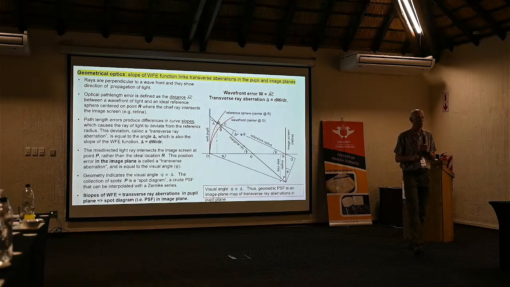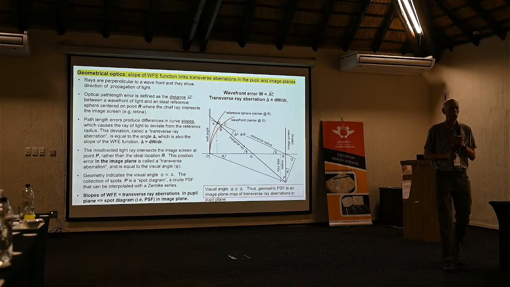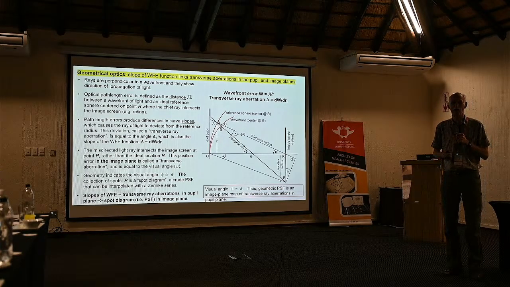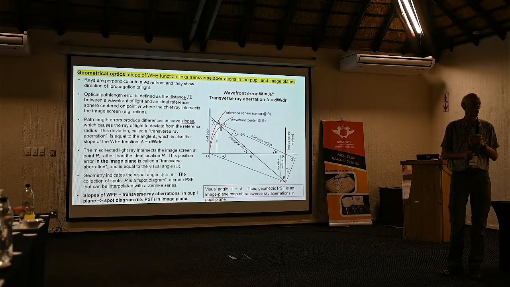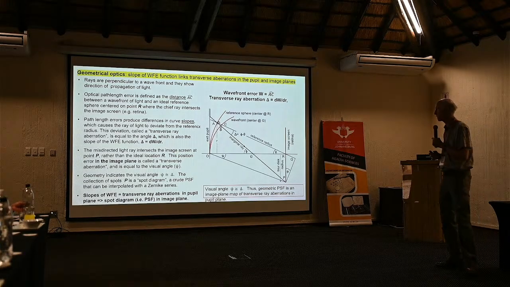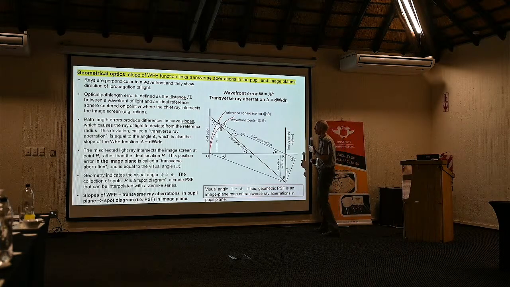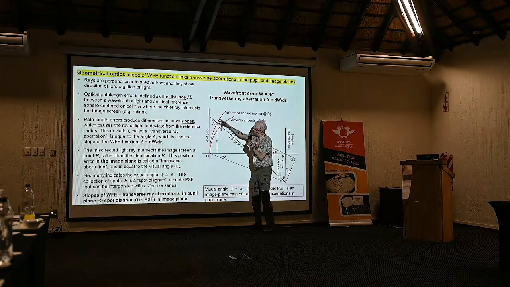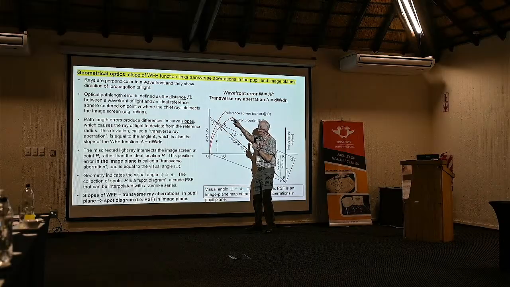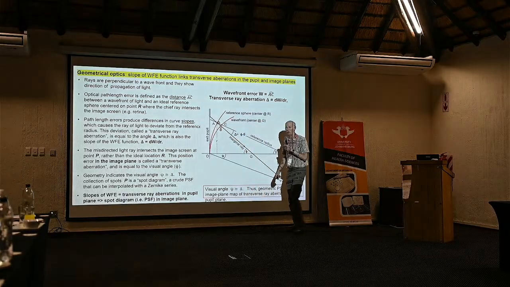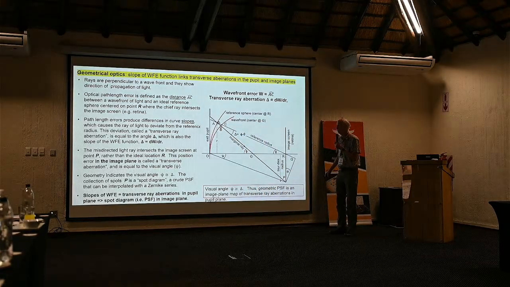I want to spend a little bit of time on geometrical optics, because I really think we've undervalued the role of geometrical optics in all of this wavefront aberration stuff that's been going on for the last 20 years. So let's look in a little more detail at what Ray told us before, which is you have a reference sphere and you have a wavefront. There's a difference between the two. That little distance is the wavefront error. That's what we're describing with our Zernike equations.